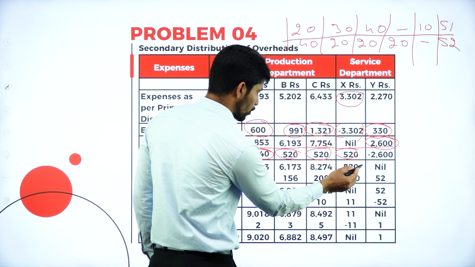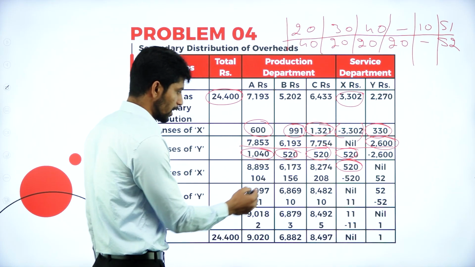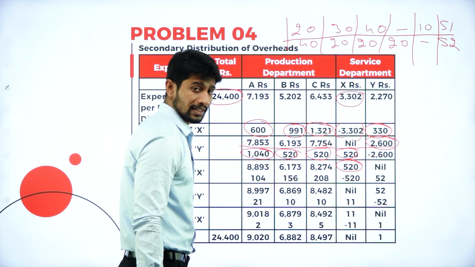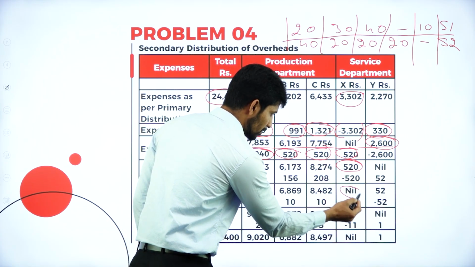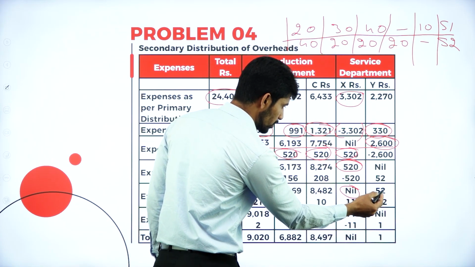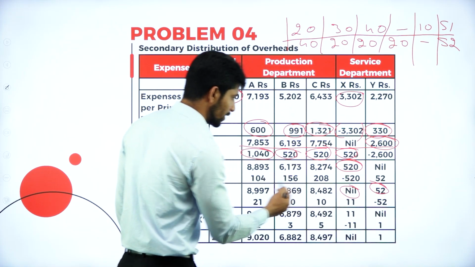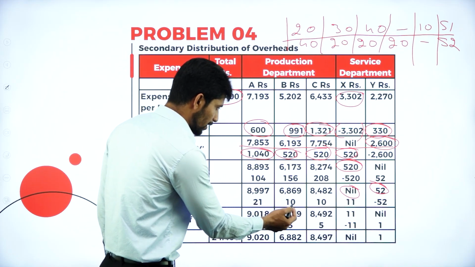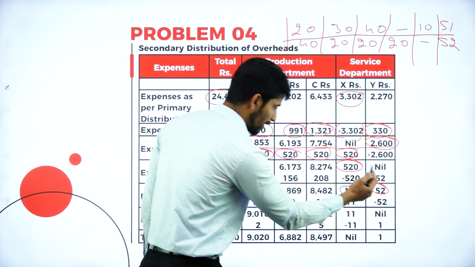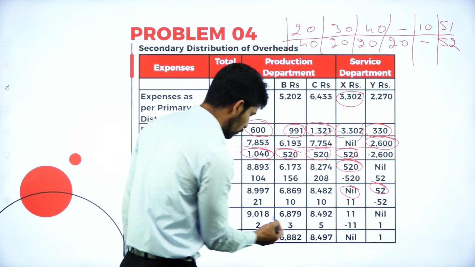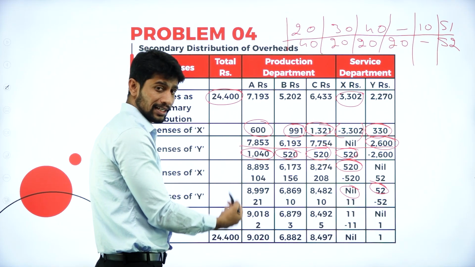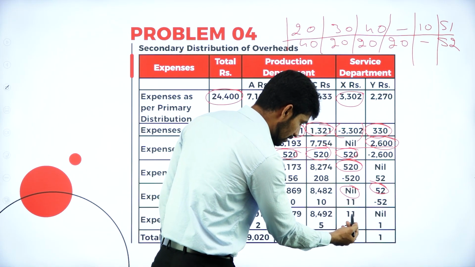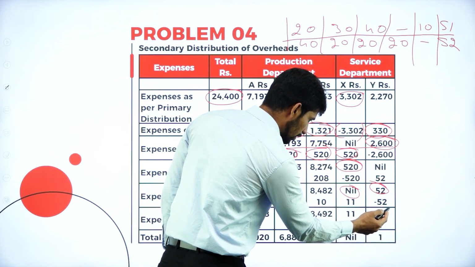Now you have 520 rupees here. Distribute this 520 among other departments. You will get 104, 156, 208, 52. Deduct this 520, here it gets nil. Now distribute this 52 rupees among other departments: 21, 10, 10, 11, here you minus it. If you total it, you will get 9,018, 6,879, 8,492 and 11 rupees. And here it comes nil.